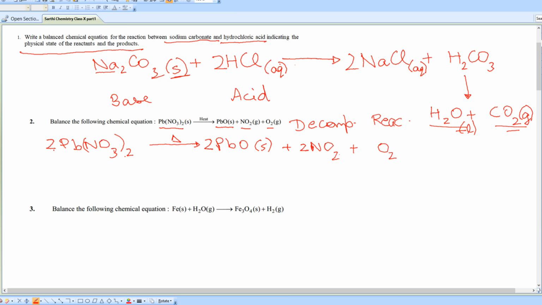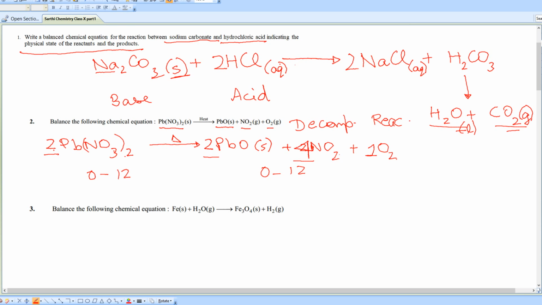Nitrogen is 2 into 2, 4. We will change the number to 4. And now we'll balance the oxygen. 4 to the 8 plus 2 is 10 plus 2 is 12. We have 12 oxygen on the right hand side. Here we have 2 into 4 into 3, 12 oxygen on the left hand side. So this is the balanced equation. So the coefficients will be 2, 2, 4 and 1.